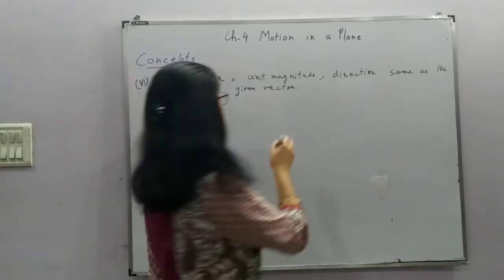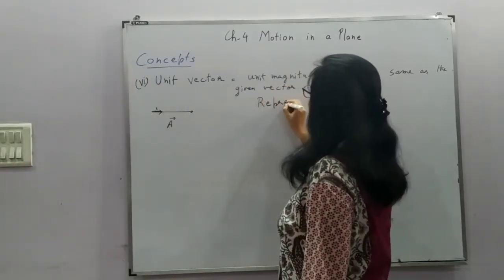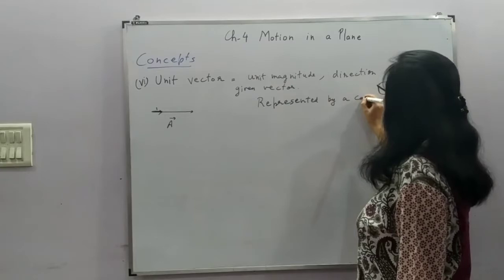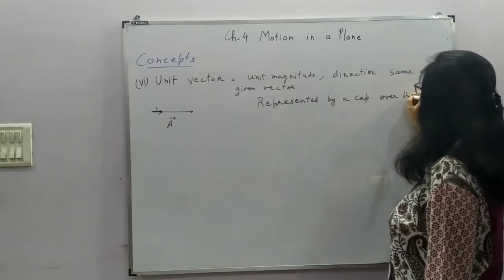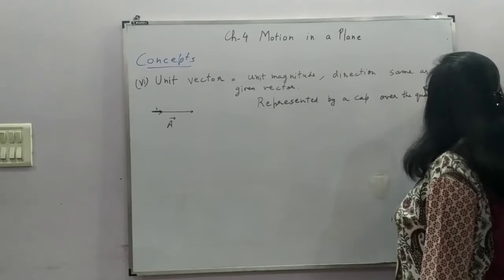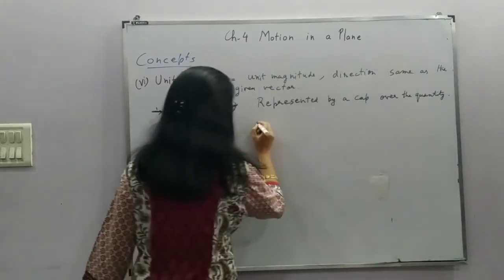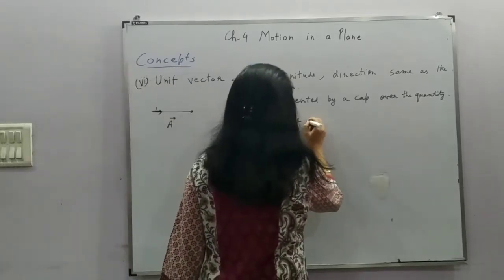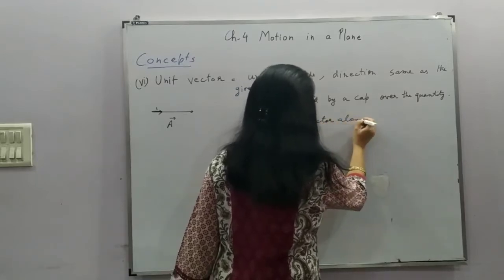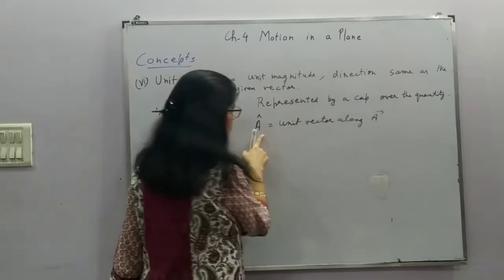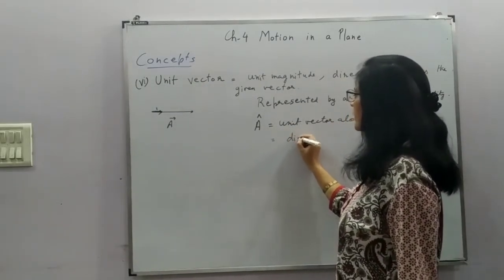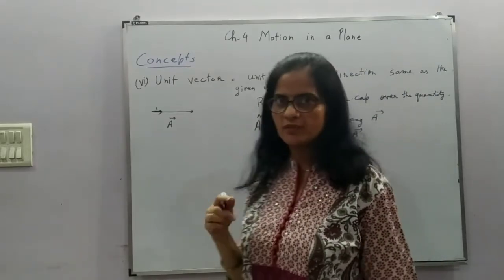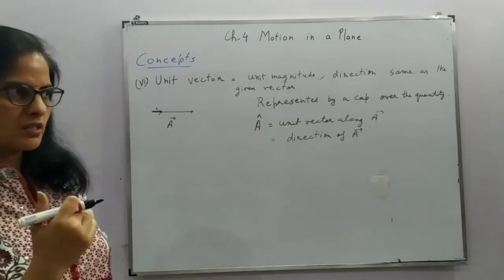Now unit vector is represented by a cap over the vector. For example, here A cap is the unit vector along A vector, or this unit vector simply represents the direction of A vector.